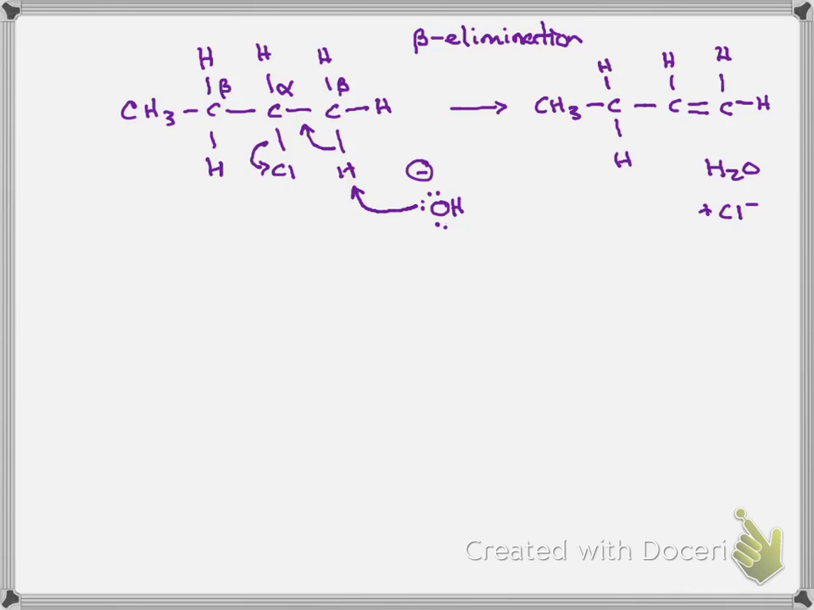So the other possible product is to remove this hydrogen, and when you do that, you'll end up with this. So you end up with a double bond in the middle. Okay. And actually, there's three possible products because this could be cis or trans.